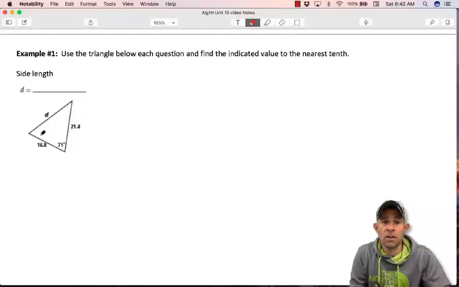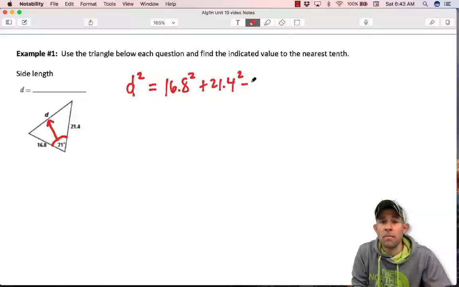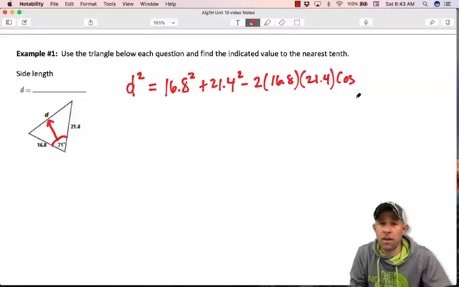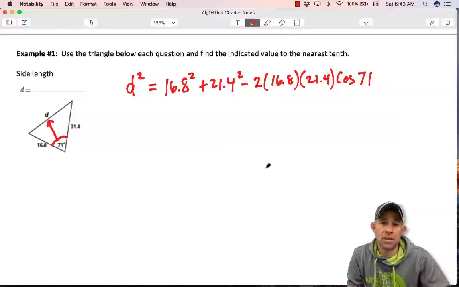So in other words, here's our condition of side angle side. Now, if you take a look here, here's our angle. It's the side across from it that we're looking to find. So that's actually the side that we're going to start off by squaring and set equal to everything else. Now, it doesn't matter what the other two sides are. We're going to square those and add them. So we have 16.8 squared plus 21.4 squared minus 2 times 16.8 times 21.4 times the cosine of that angle that's across from the side we're trying to find, which is cosine 71.